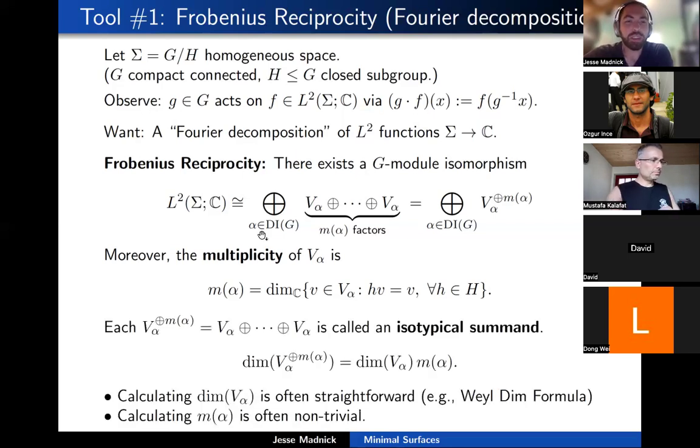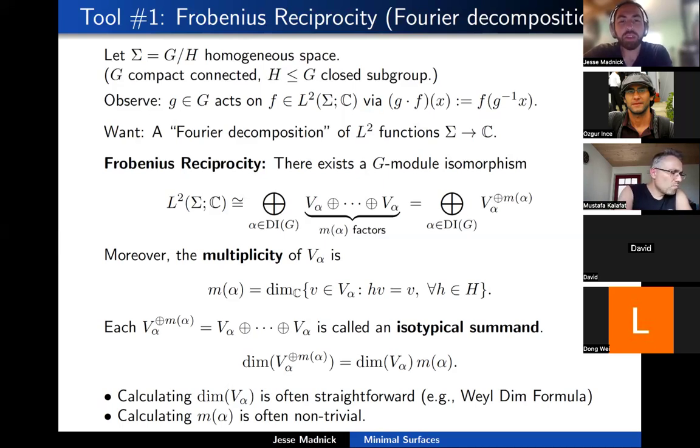So each of these pieces is called an isotypical summand. And these are the pieces on which we're going to study the Laplacian. We're going to restrict the Laplacian to each of these pieces. And we're going to want to know, obviously, the dimension of these pieces. It's a basic thing to want to know. And so clearly, that's the dimension of V alpha times M of alpha. Now the dimension of V alpha is actually often straightforward in practice, right? This is sort of a representation theory exercise. You can use Weyl's dimension formula, for instance, to calculate it.